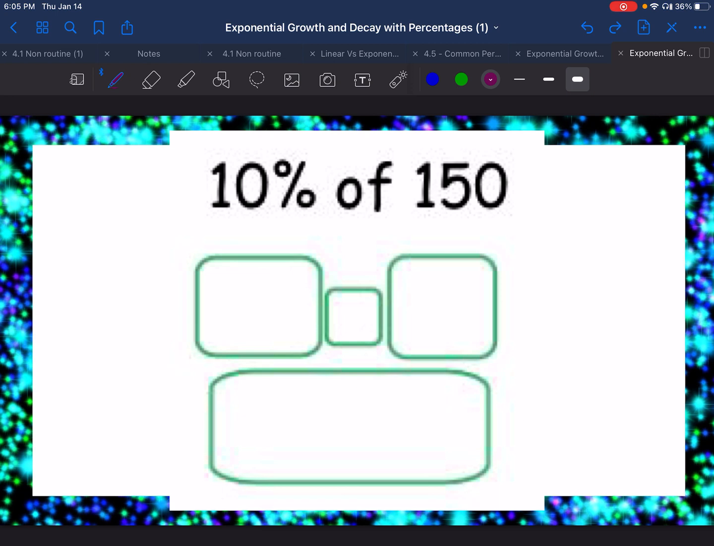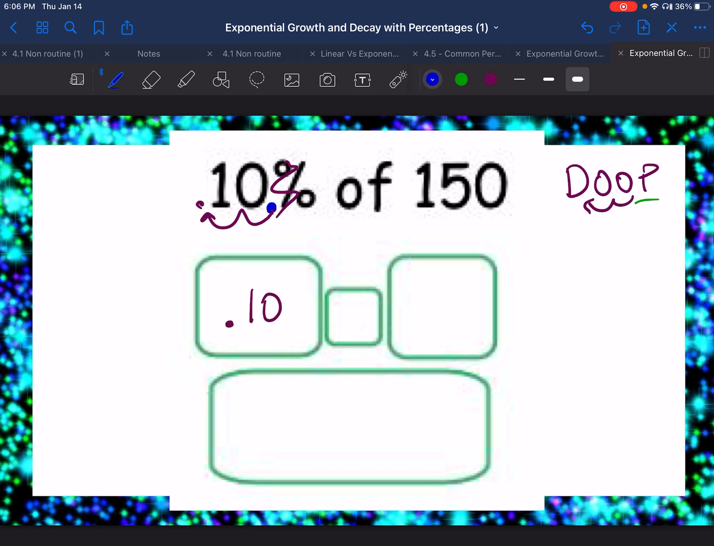I need to change this percent to a decimal. In this case, I'm starting as a percent, so I need to put a decimal point there. What do you think 10% is as a decimal? Well, if I move my decimal point 2 places to the left, I get 0.10.